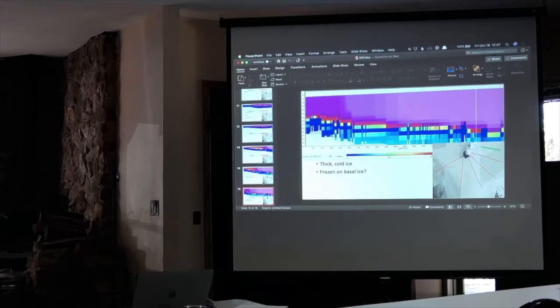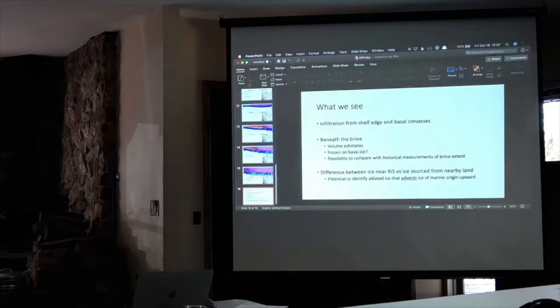So I believe that is my conclusions. Just to summarize what I've seen, and again, this is preliminary, and I would really appreciate any input from anyone who has any good ideas or thinks that I'm barking up the wrong tree on any of these ideas. We see infiltration from the shelf edge, and I think also examples of basal crevasses. We're able to see beneath the brine. This can allow us to do some volume estimates. This can be combined with information from radar, perhaps satellite altimetry.